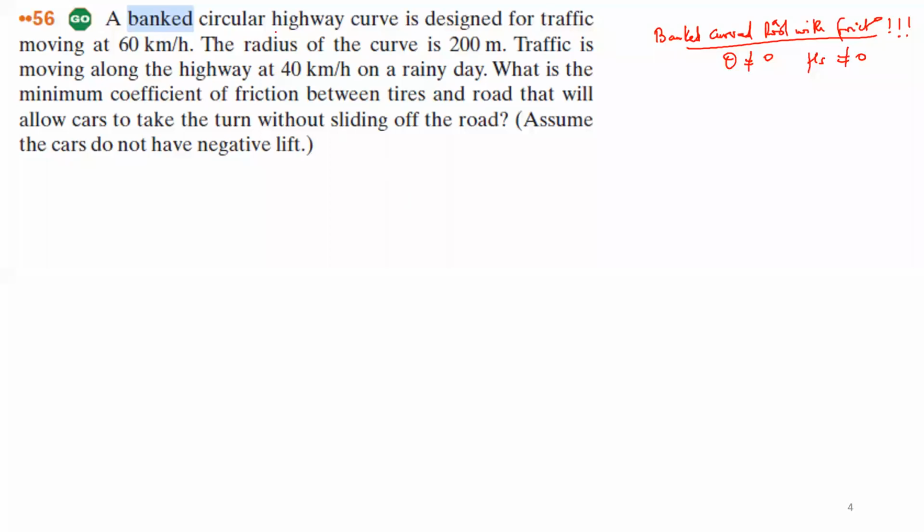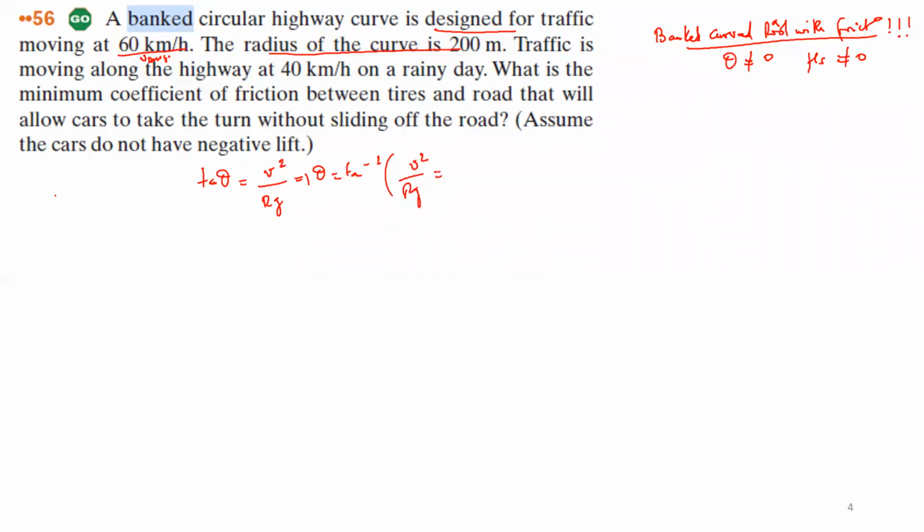Now, here I have a banked circular highway curve designed for traffic moving at 60 kilometers per hour. So this is my V design. This is my V max. And again, V design, V max correspond to what? Friction is equal to 0, worst case scenario. And I gave you the radius of 200 meters. So here I'm giving you actually the angle theta. So you know that tangent theta is equal to V design or V max squared divided by RG. So that means theta is just tan inverse of V squared divided by RG.